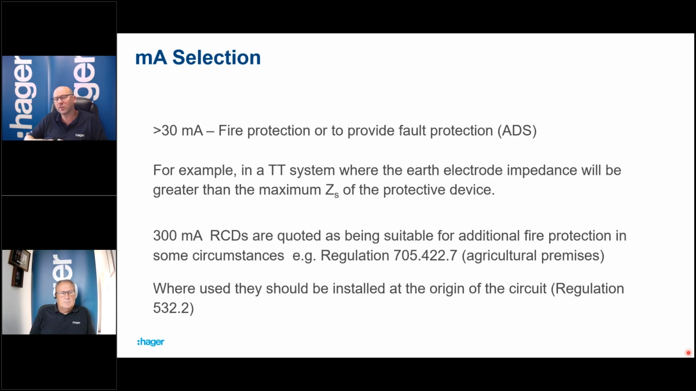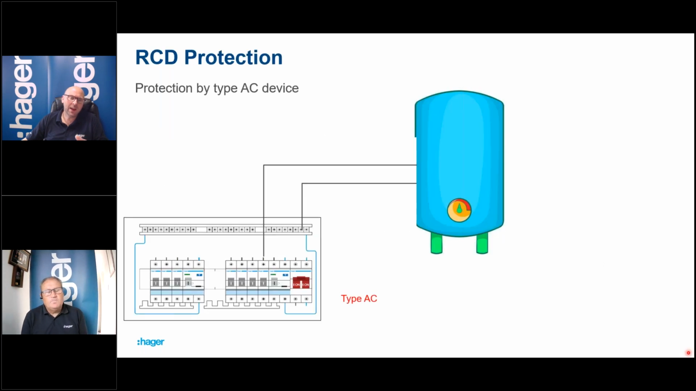And we also specify RCDs for fire protection. There's an example there, regulation 705-4227. So below 30 milliamps, additional protection. Above 30 milliamps, we talk about using them for fault protection or for additional fire protection. So there's a number of reasons they may be installed, and you need to be able to get to grips with how you put them in a system to work and coordinate together. And on this webinar, we're going to go into that. So moving forward, I think we've got some images of equipment and different setups, and Paul's going to take you through this one.